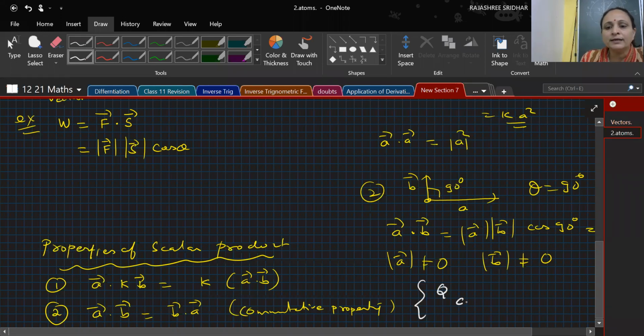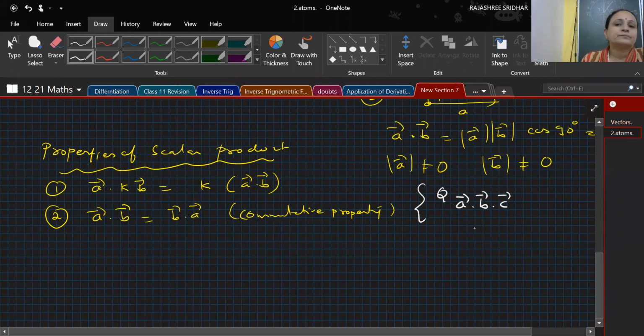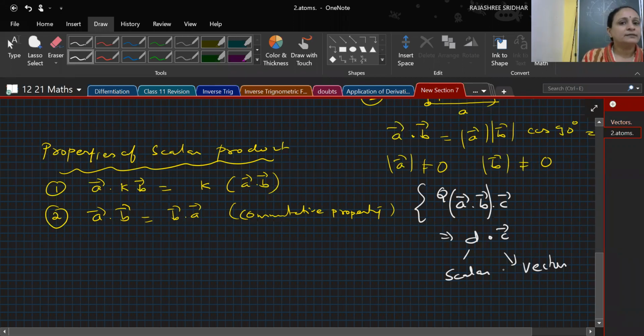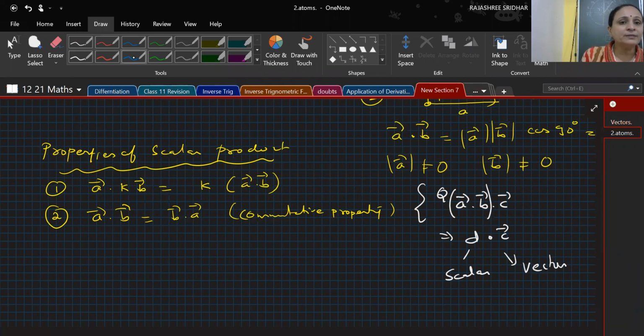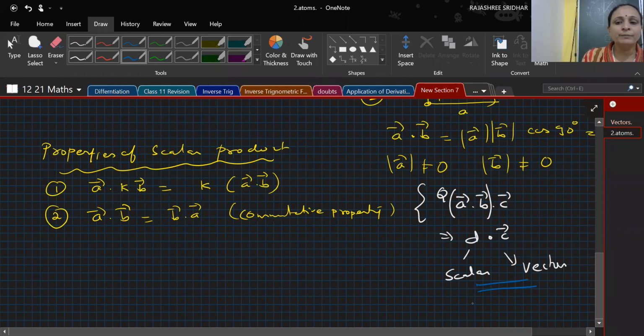Now the question out here is, what is A dot B dot C? So let me take A dot B first. What is the answer? Suppose that is equal to D. And dot product with what? C. Arey bhaiya, this is scalar and this is vector. Dot product between a scalar and a vector, is it possible? No. This will become meaningless. This does not have any meaning.